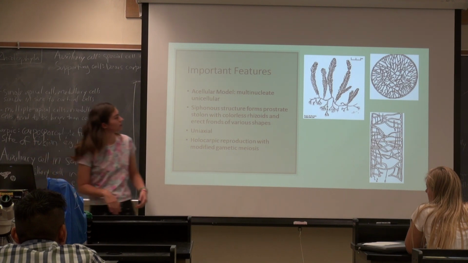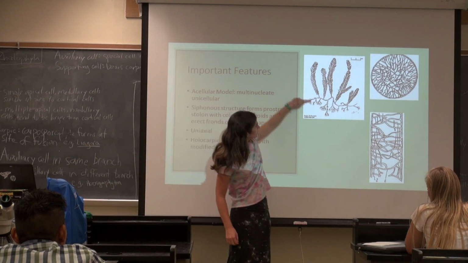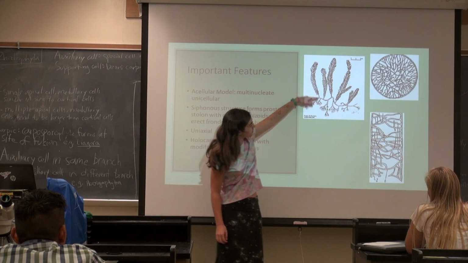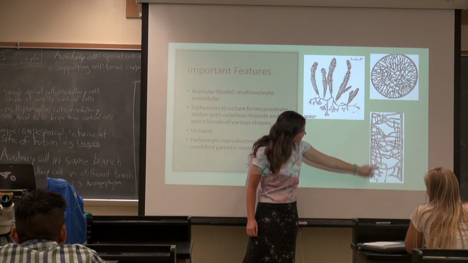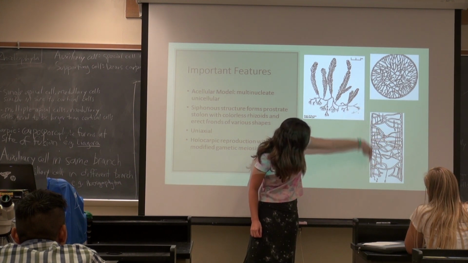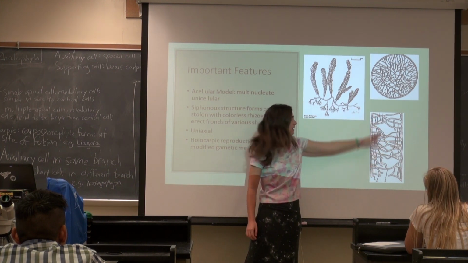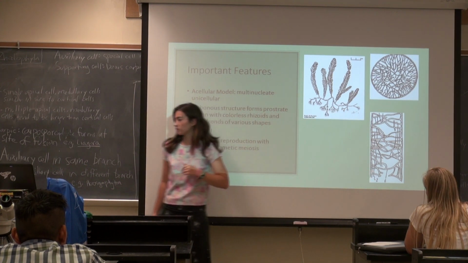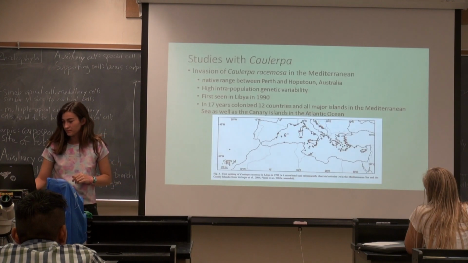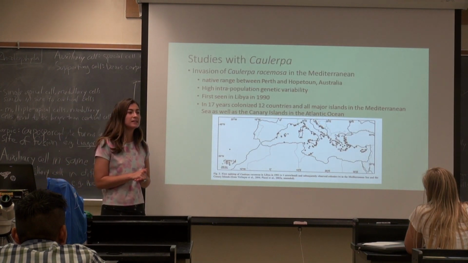And so here we have a little bit of the structure. Here are the rhizoids as well as the fronds. And then if you were to take a section of this, you have the laterals, which are giving it support, as well as the horizontals. And there's a cross section of what that would look like.